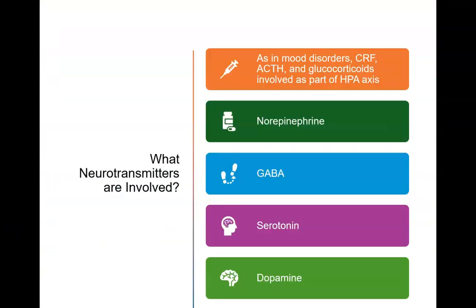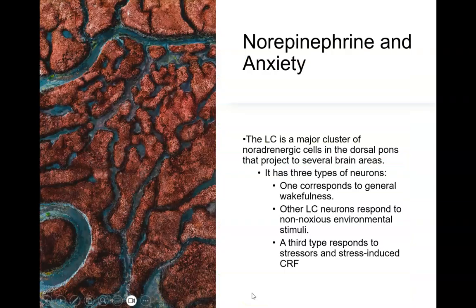So, what neurotransmitters are going to be involved in anxiety? And again, we're going to see some similarities to mood disorders. So, we are going to see corticotropin releasing factor or corticotropin releasing hormone, adrenocorticotropic hormone, and glucocorticoids are all going to be a part, again, of the HPA axis, just as depression involves a cycle of stress in the HPA axis. We're going to see the same thing with anxiety disorders. Additionally, we are going to see that norepinephrine is involved, GABA is involved, serotonin might be involved, as well as dopamine. So let's talk about norepinephrine's role.